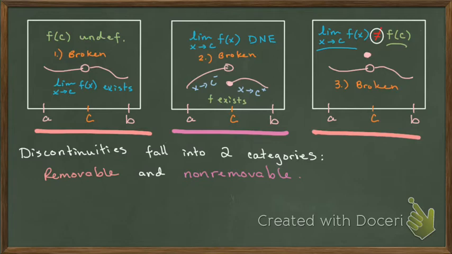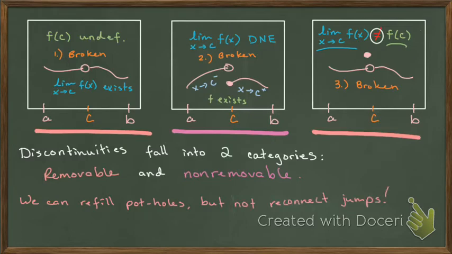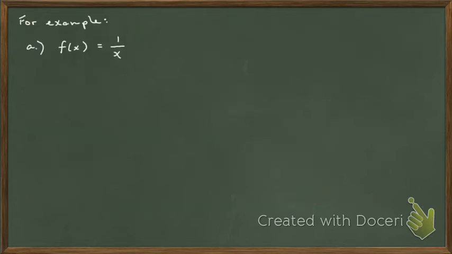Okay? So basically the idea is that we can refill potholes, right? We can fix those. We can put asphalt back in, but we can't reconnect jumps, right? We can't just close up a fissure, but we can fill in potholes. So I want to do an example where I look at that. Well, first, let's take f of x is 1 over x. With this guy, there's not going to be much I can do.